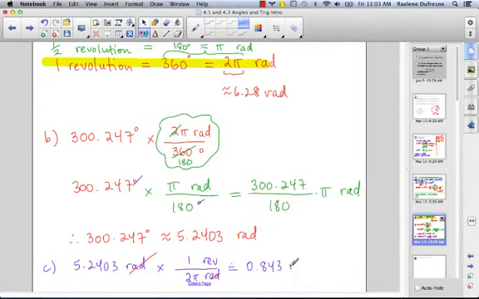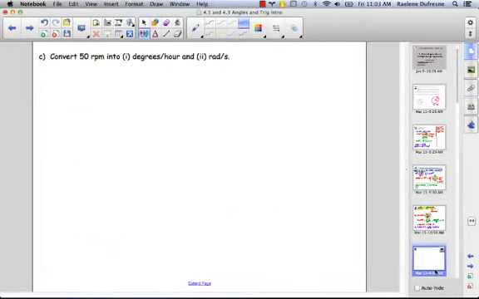0.843 of a revolution, which makes sense because we are more comfortable with degrees. We know that 300 degrees is not quite a full revolution because 1 full revolution is 360 degrees. All right, so let's leave the exercises page and go back to the other handout. Oh, actually we still have another exercise.